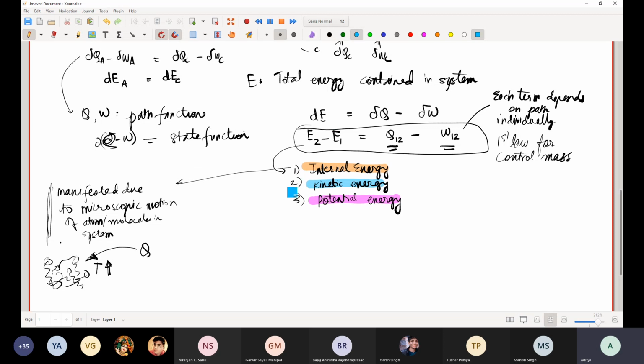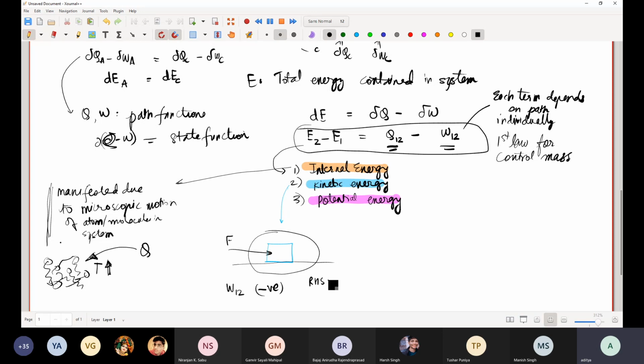Now similarly, kinetic energy. Say you have a block like this, and you do work on the system. So this is your system, you have a block, nothing else. When you do work on the system, what is the sign of W12? Work done on the system is negative. So W12 is negative, and if you look over here, the right hand side is positive.